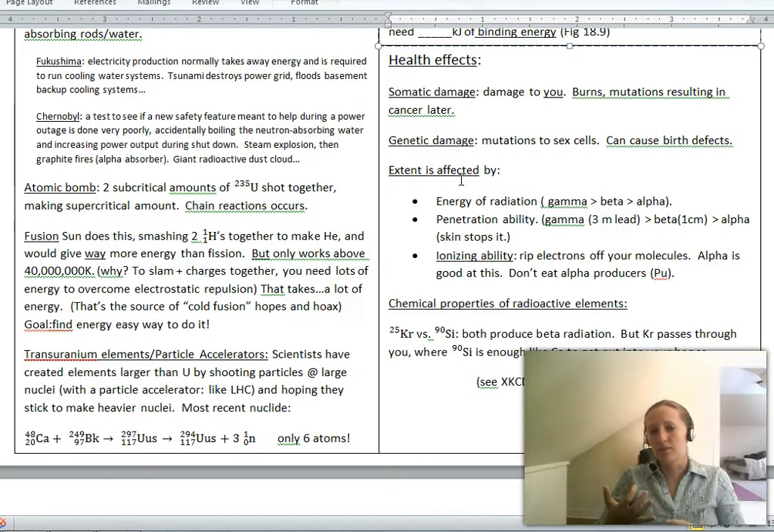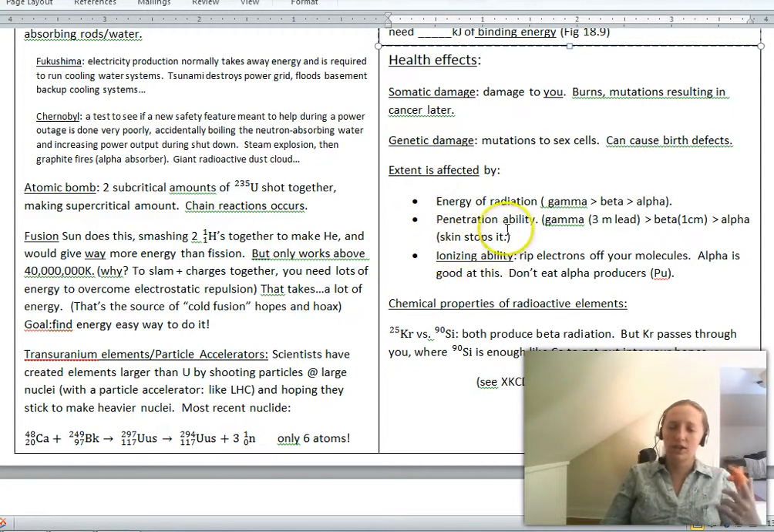The gamma radiation is higher energy than beta radiation, which is higher energy than alpha radiation. These are really the only three that you worry about when you're dealing with radiation damage. Those are the three kind of common ones.